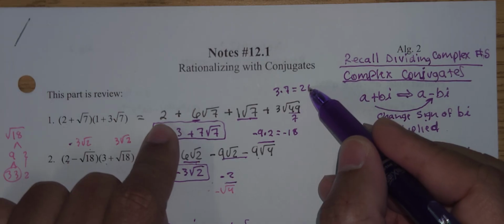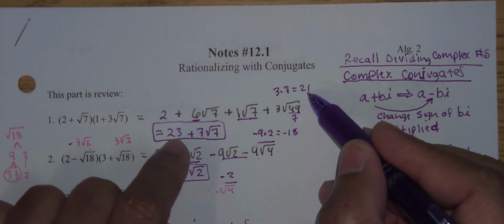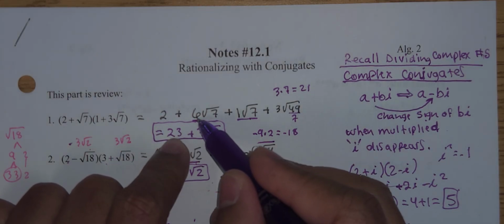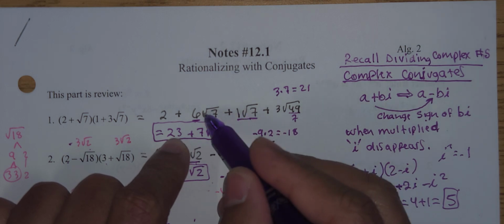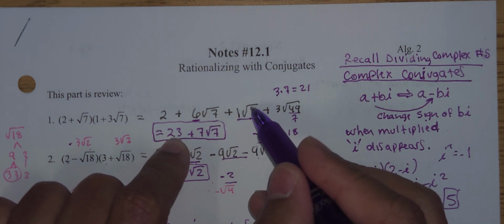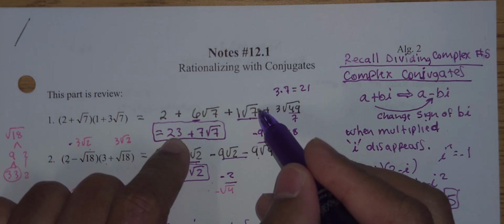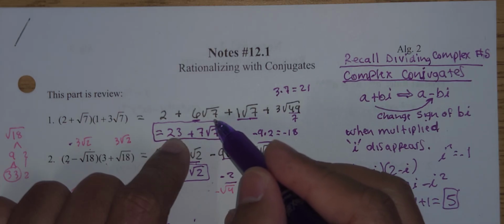But then we have a 2. When you combine this 21 and that 2, they give you 23. And you have 6 square root of 7 plus 1 square root of 7. It's like saying 6x plus 1x, that's 7x. But instead of x, you have the square root of 7, which is how I got this. Okay, so that's the first example.